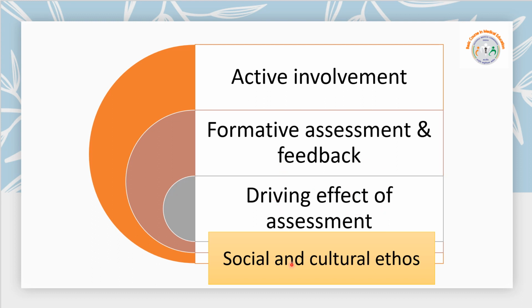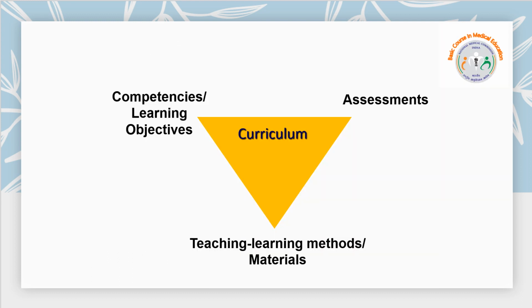And the fourth point is the social and cultural ethos. If the social and cultural ethos or values are degraded, then there will be a degradation of learning. Medical education is also no exception: if non-deserving candidates are scoring better, it develops a kind of negative behavior. So the social and cultural ethos can also affect the process of learning. So this is the learning cycle.